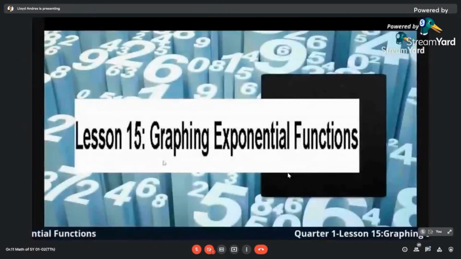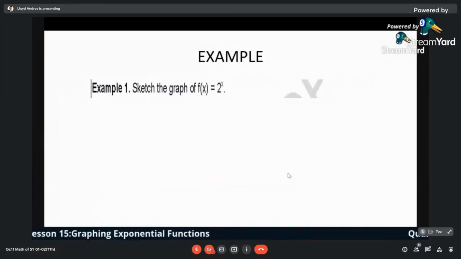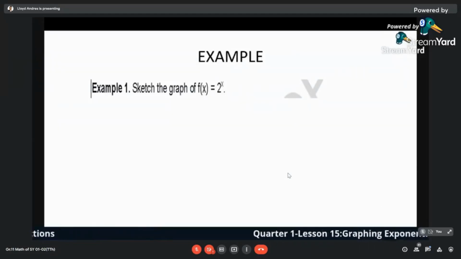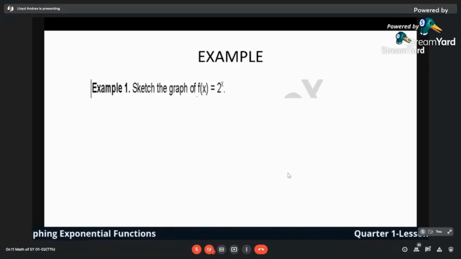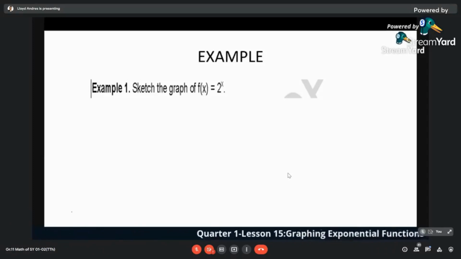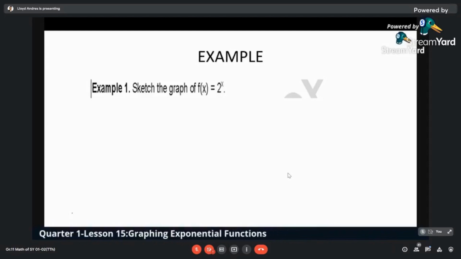Graphing exponential functions. So, how to graph an exponential function? Example number 1. We are asked to sketch the graph of f of x equals 2 raised to x. Basically, when you graph, the most basic approach in graphing is to make a table of values.